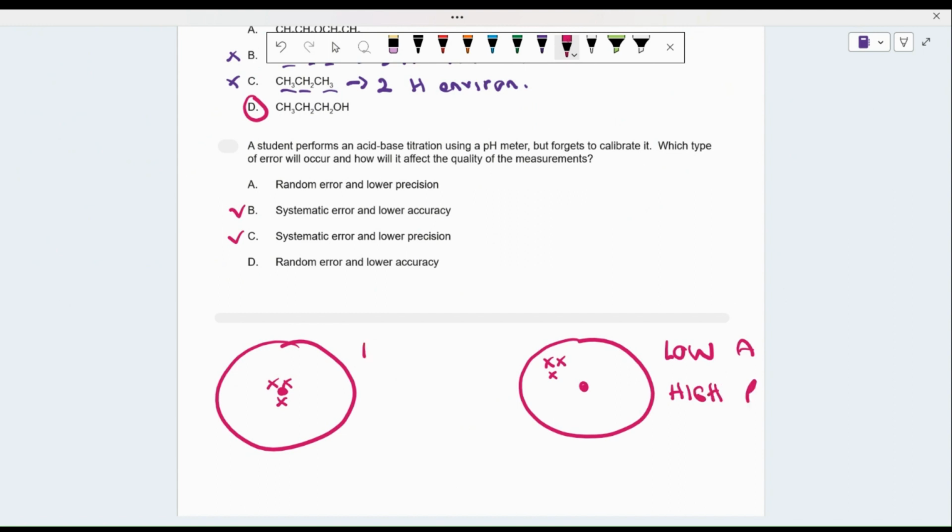This is high accuracy and probably high precision as well. So here we'd be getting a low accuracy. So that would be B.